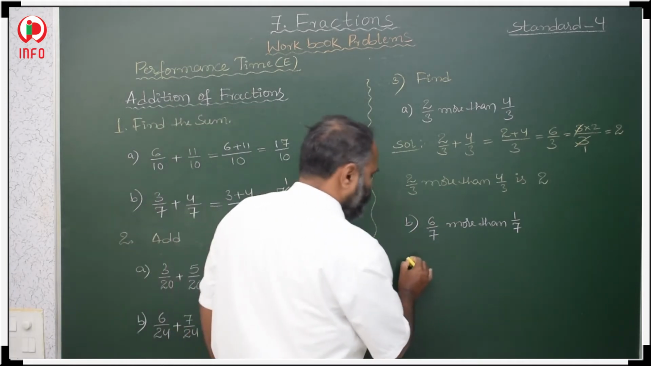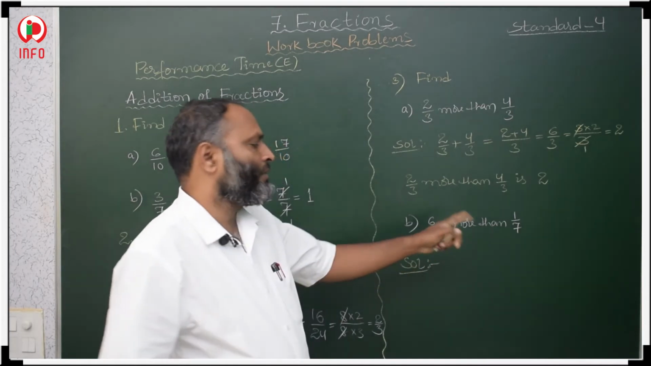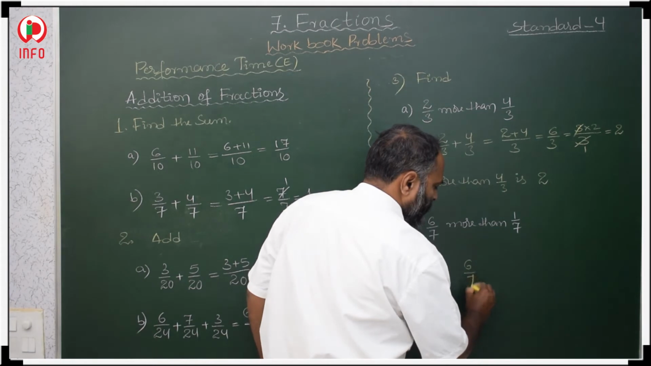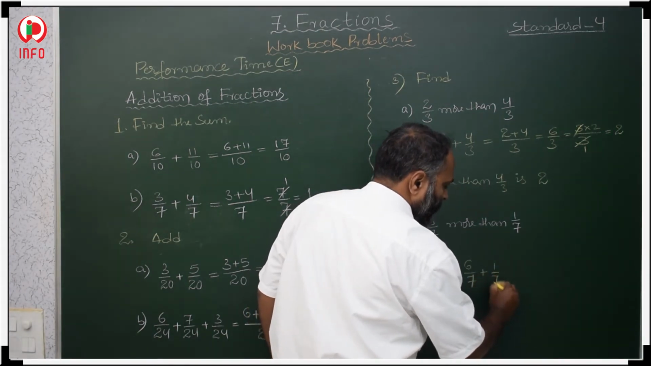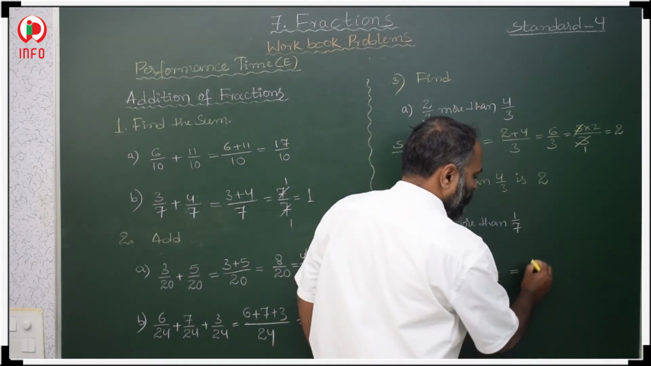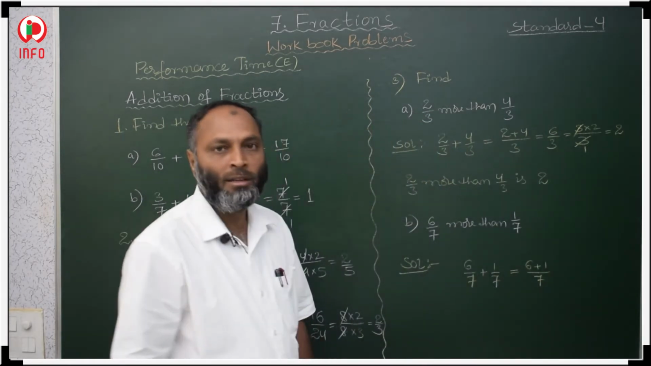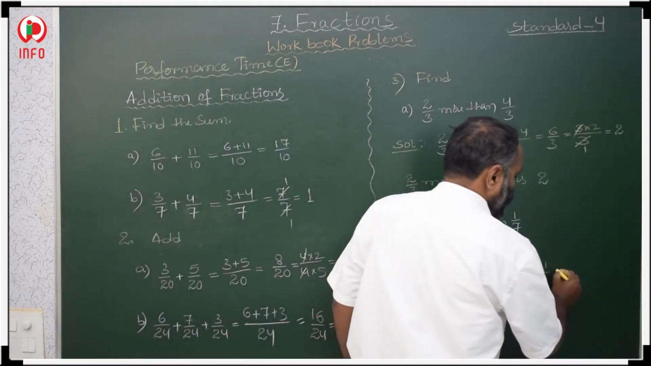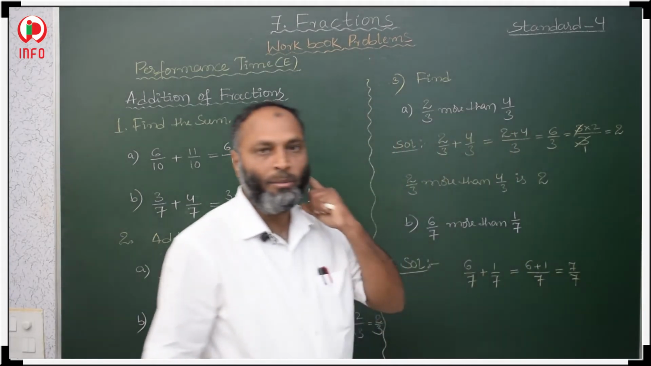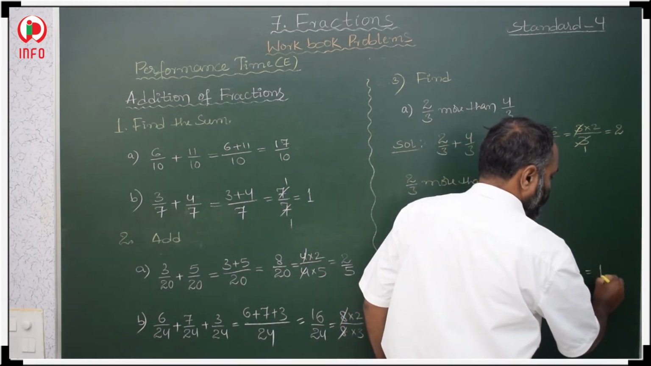Now, here: 6 by 7 more than 1 by 7 is how much? Means we have to add 6 by 7 plus 1 by 7. These are like fractions. When like fractions are given, we have to add 6 plus 1. Add numerators over the common denominator. 6 plus 1 is 7, so 7 by 7. Here numerator and denominator are the same, so this value makes a whole, which is equal to 1.